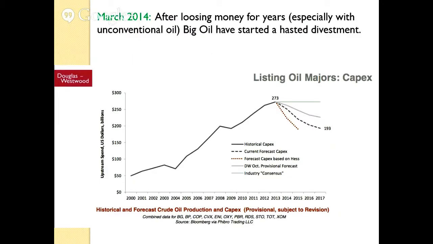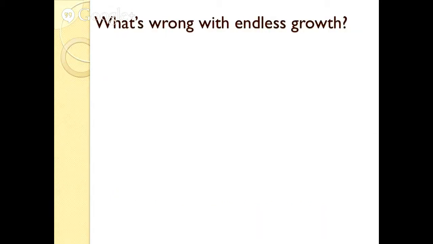But at which cost? Oil companies are now divesting from non-conventional projects, including fracking. So this is the investment they have historically made during the previous year. In October 2013, they were saying they were going to keep the investment. This is what they say in October. This is what they say in January. This is what they say in March. So what's happening here? Why are they divesting from fracking? Well, because fracking is a ruin.